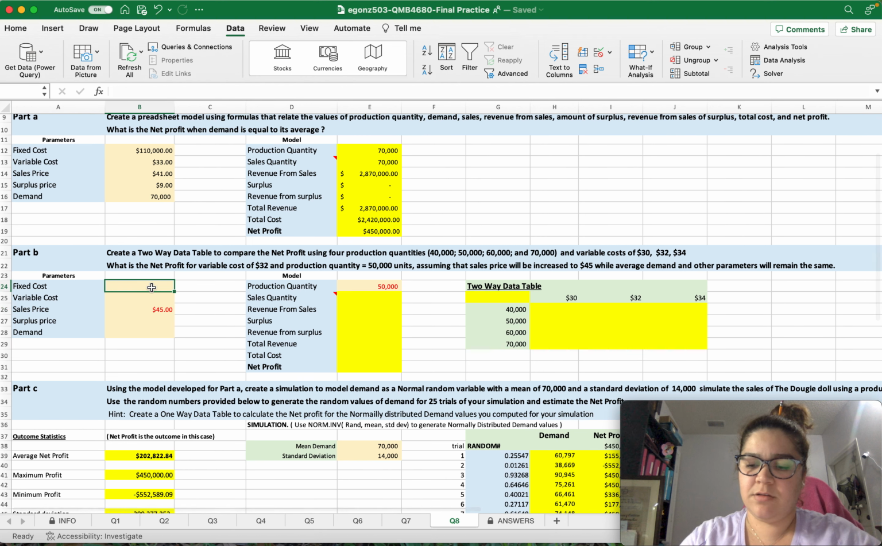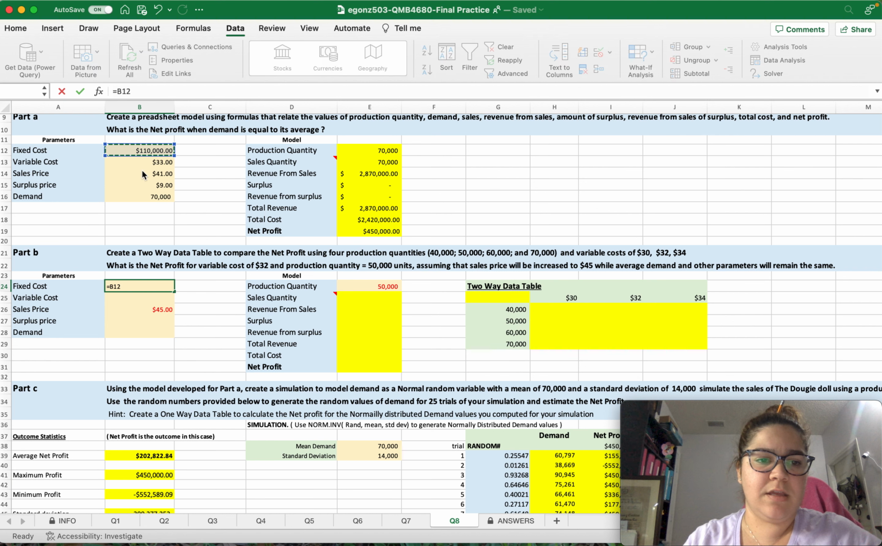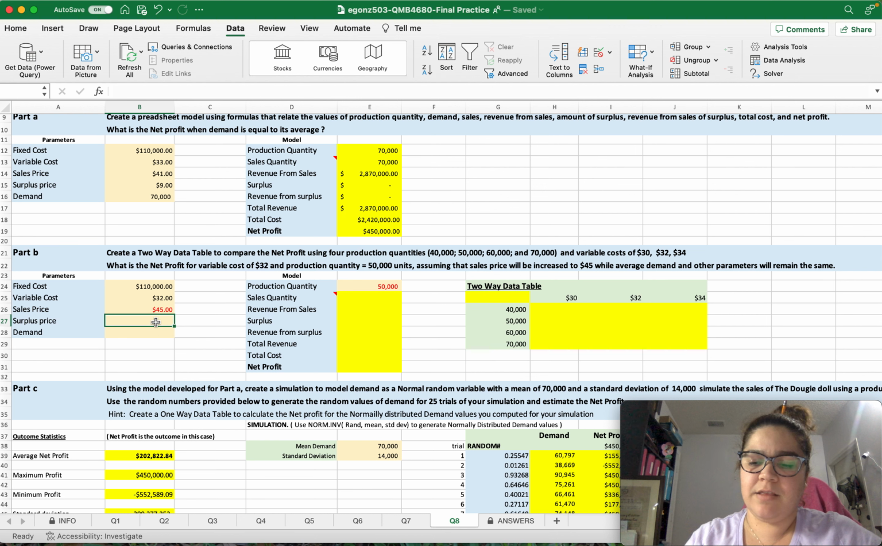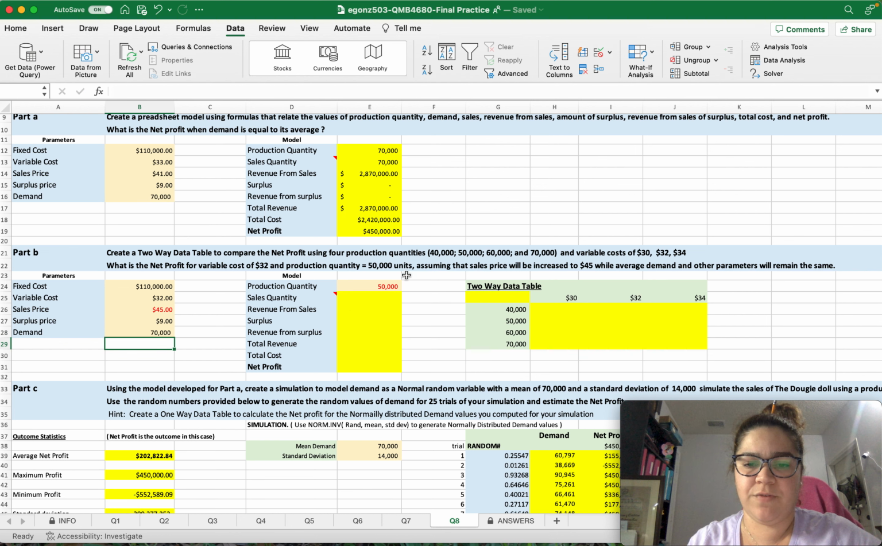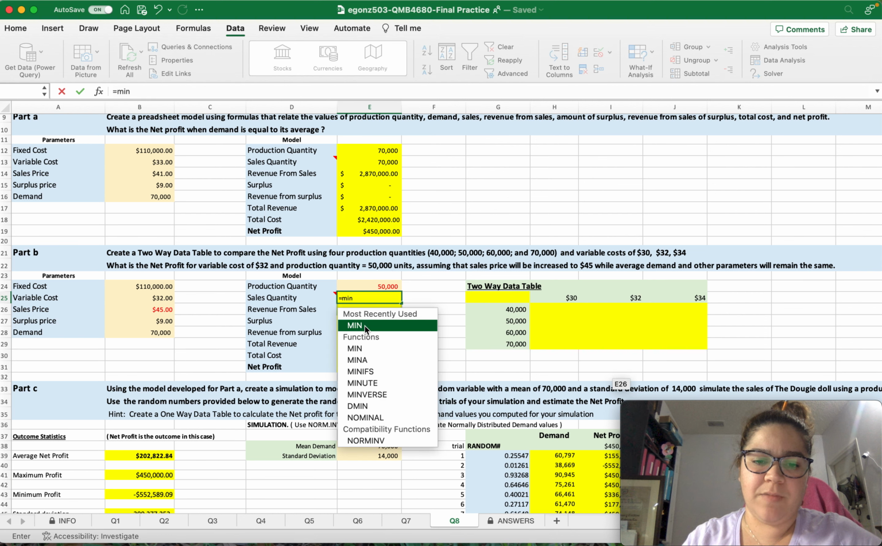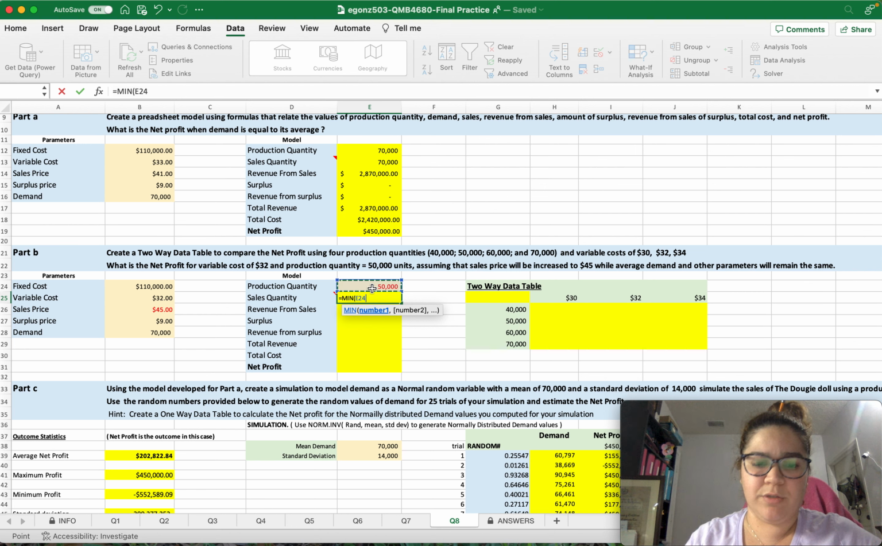I'm going to reference just so I don't make a mistake. Again, my variable cost is going to be $32. I forgot about that. So $32 of variable cost also changes. And then the surplus price is going to be the same, and my average demand is going to stay the same. The only difference is that now my production quantity changes to 50,000. So now the minimum formula does matter, because now my production is less than my demand.